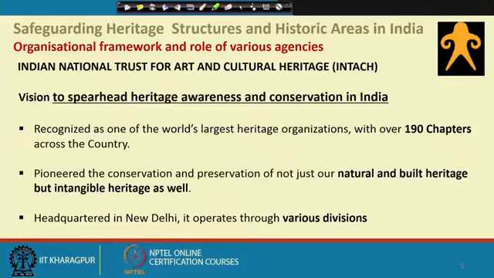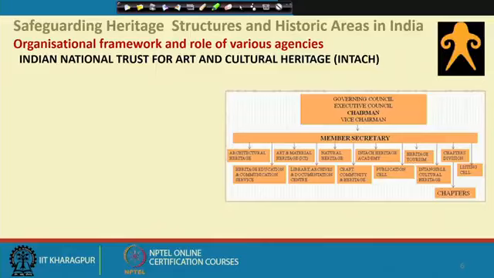And so, to spearhead heritage awareness and conservation, it is recognized as one of the world's largest heritage organizations with over 190 chapters across the country. One must remember that these local chapters have a very important role. Depending on the context and the situation, one can form a chapter. They pioneered the conservation and preservation of not just our natural and built heritage, but intangible heritage as well. INTACH has played a very important role, and it is headquartered in New Delhi, but it operates through various divisions. Let us see what the various divisions are.